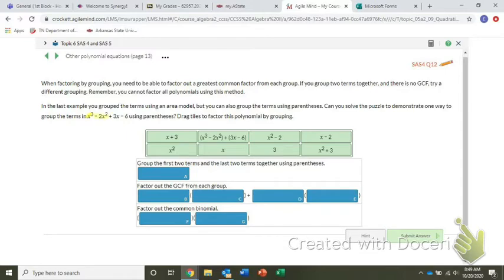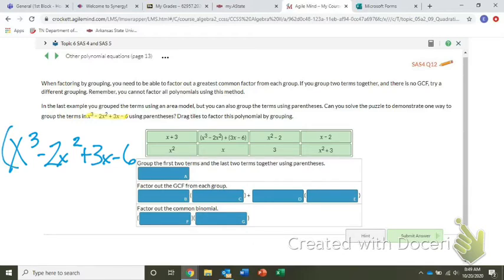Here's what we're looking at: x cubed minus 2x squared plus 3x minus 6. Part A says, group the first 2 terms and the last 2 terms together using parentheses. So what that literally means is you have x cubed minus 2x squared, plus 3x minus 6. You're taking those 2 terms and grouping them together.